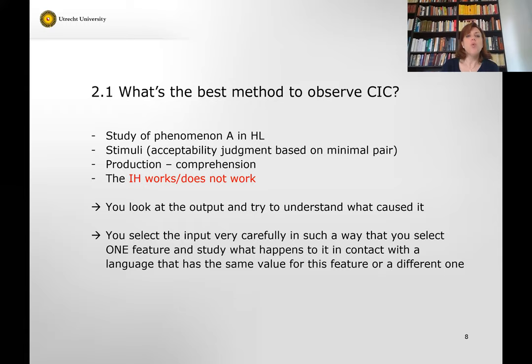Well, in order to study language change and microcontact, normally what you do is you look at the output and you try to reconstruct what happened, because it is very hard to study change while it is happening. Ideally, you would select your input very carefully in such a way that you select one feature at a time and you study what happens to that feature in contact with another language that has the same feature, but expressed in a different way. For instance, transitivity, let's say a little v. Some languages have differential object marking, some languages don't. What happens to differential object marking? That is normally what happens in contact studies. You study two languages at a time.